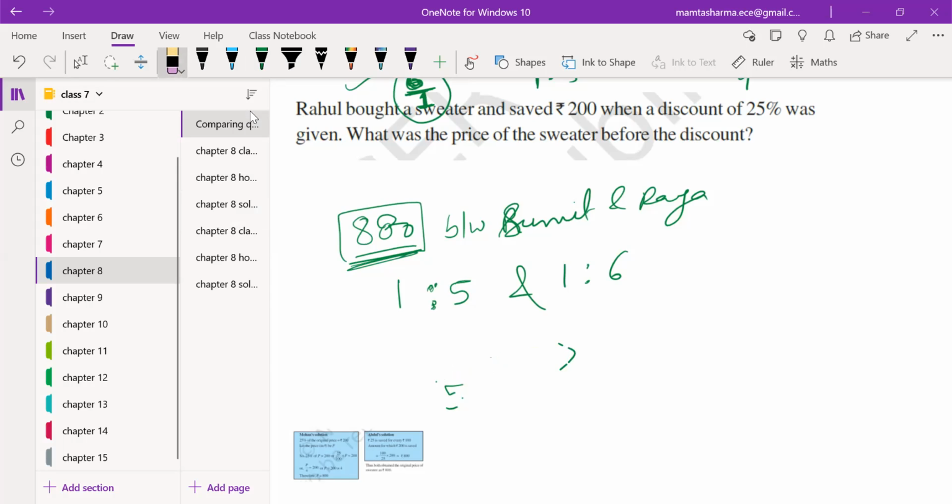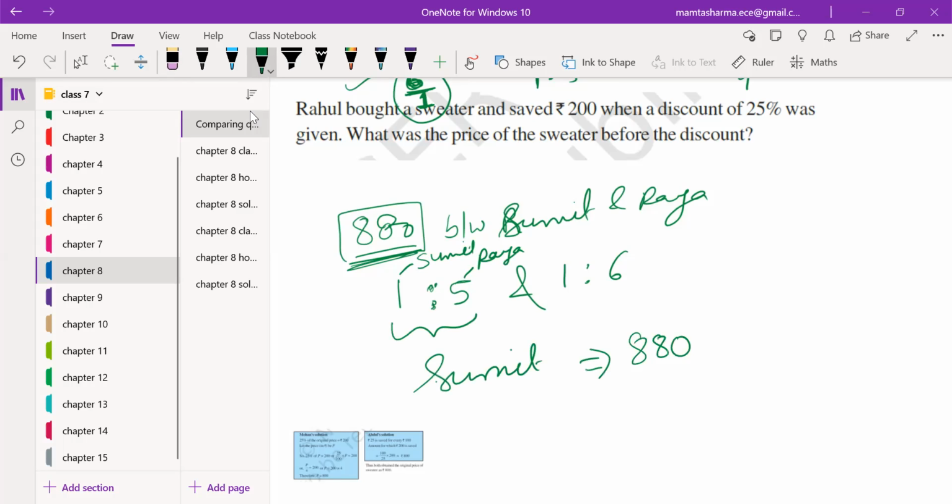Yes. So in this question, what you have to do, you have to take the, this is Sumit part. Okay. This is the Sumit part and this is the Raya part. Now for Sumit, we have to divide 880. 880 into Sumit part is 1 from 1 by 6. Total part is 6.